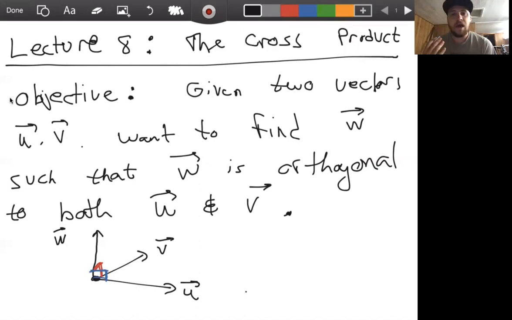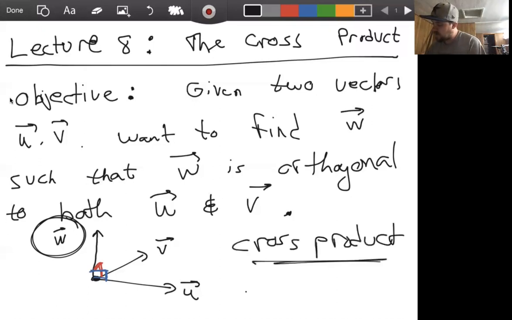And the question is, what's an expression or a representation of this vector w just given information about u and v? And the answer, spoiler, is the cross product. So the cross product gets us what we want. Let's derive this formula for the cross product, an expression for w.